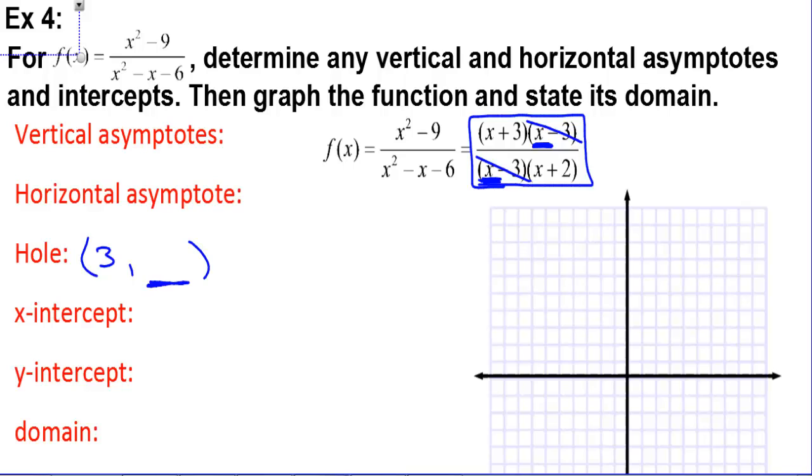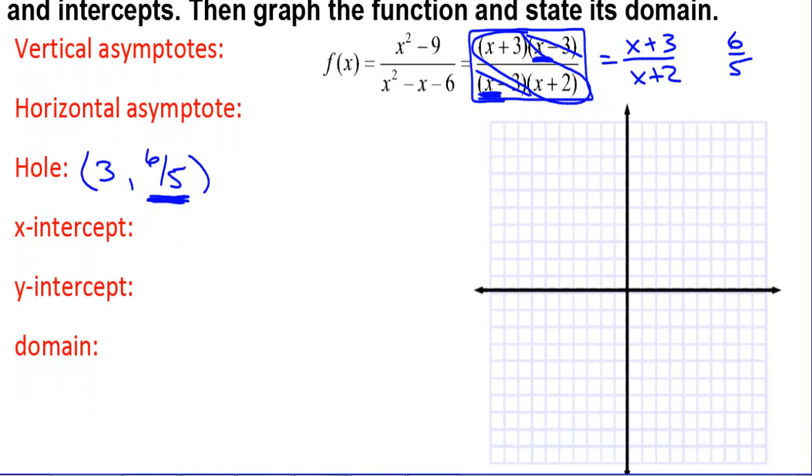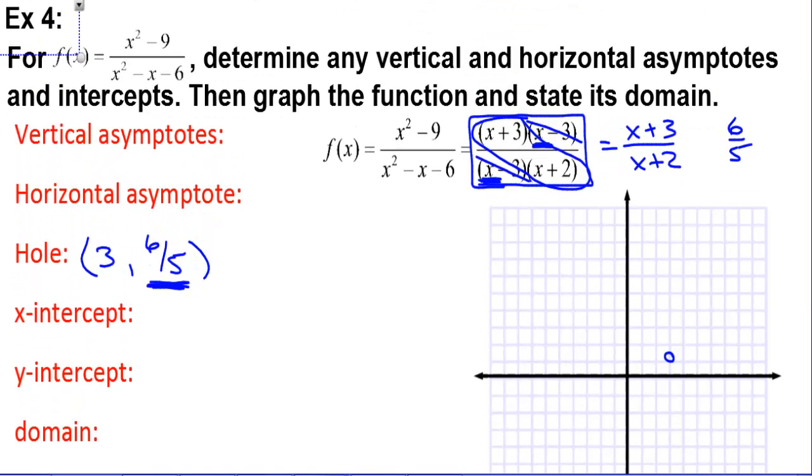Now to get the y value, you plug that into what remains. So we're going to plug that into the factors that are still alive here: x plus 3 over x plus 2. Now if we plug 3 into that, we get 6/5, so 1 1/5. Now we're going to plot that hole. So we have 3, 1 1/5. That's about right there. The first thing you need to do when you work these is factor it all out and check to see if any of the factors cancel. Now we're going to do all the rest of the information with what is left over.